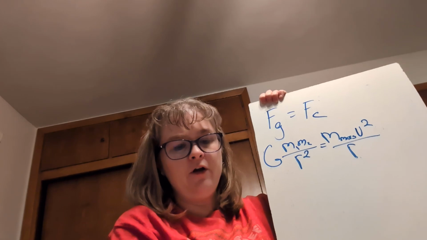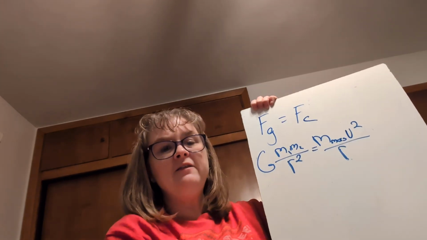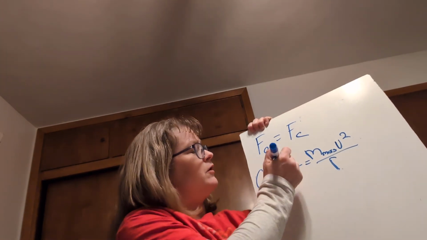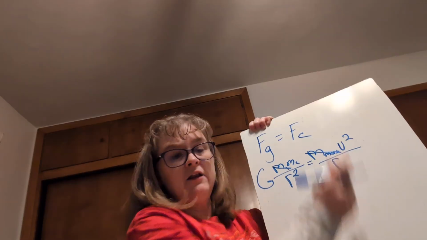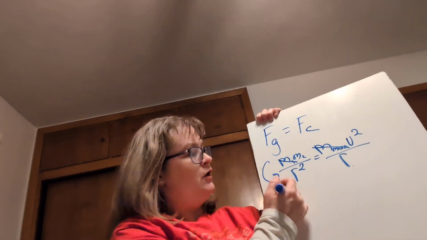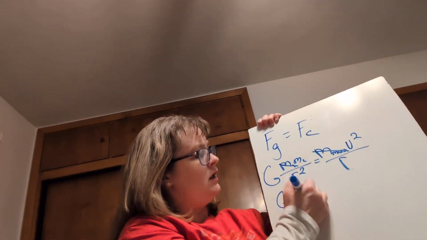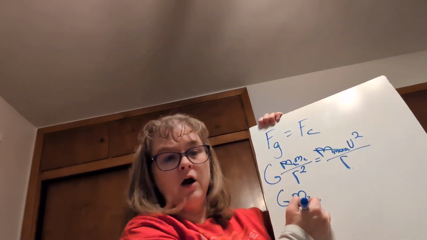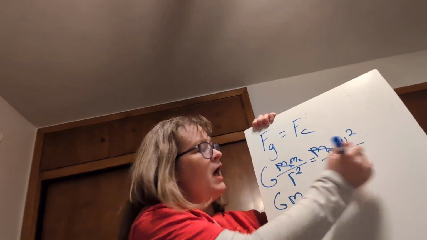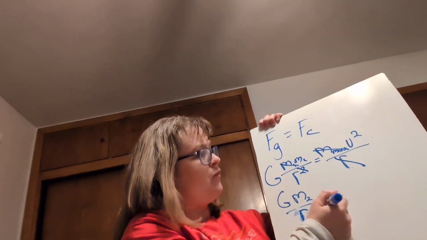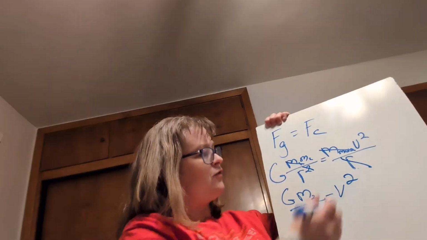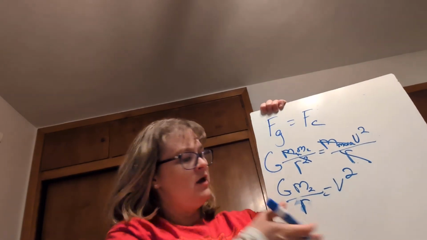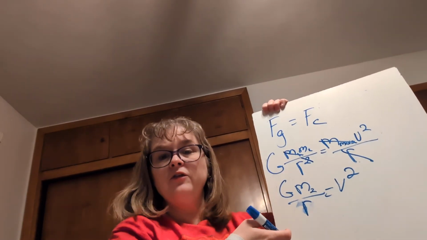We have lots of variables here. The nice thing is we can cancel them out. This is the mass of Mars. That is the mass of Mars. So we end up with G M2 over R. Actually, that R can cancel with that. So we still have one R here equals V squared. We can do some math and get down to finding V this way.